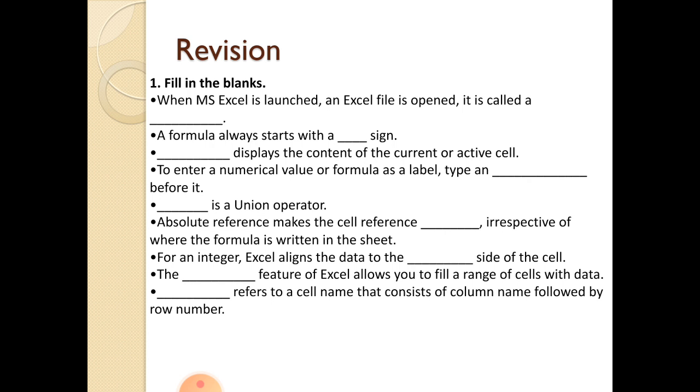Absolute reference makes the cell reference dash irrespective of where the formula is written in the sheet. For an integer, Excel aligns the data to the dash side of the cell. The dash feature of Excel allows you to fill a range of cells with data. Dash refers to a cell name that consists of column name followed by row number.